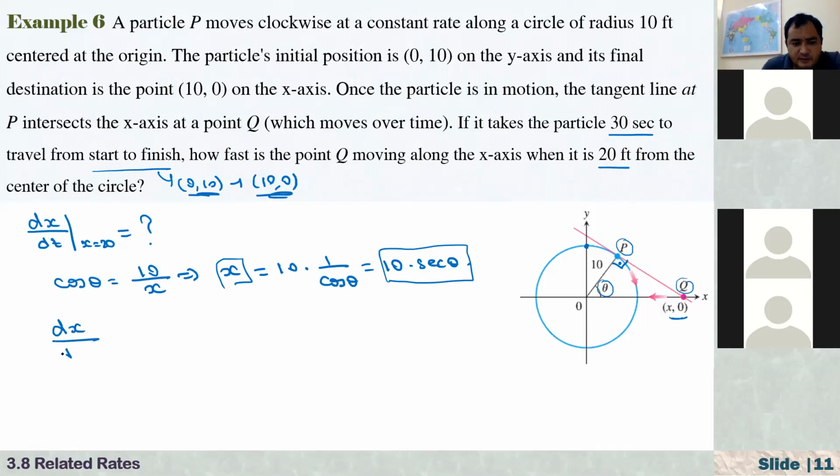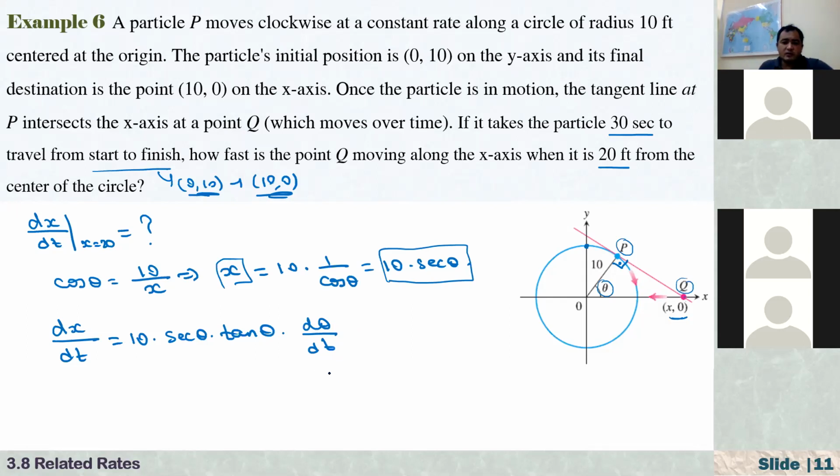dx/dt is equal to, on the right hand side, I have 10, right? And what is the derivative of secant of theta? The derivative of secant of theta is secant of theta times tangent of theta. We have already studied this. And times theta is a function of t here, so we also have d theta/dt. If you differentiate secant with respect to theta, it is secant theta times tangent theta, times the derivative of theta with respect to t, which is d theta/dt.